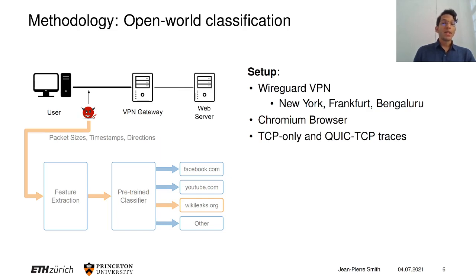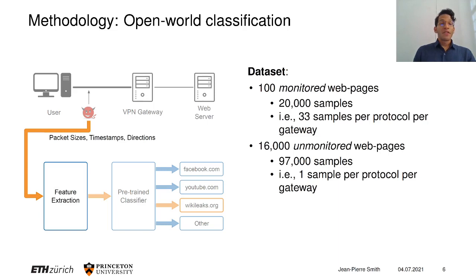The user was emulated using the orchestration of the Chromium browser, and the adversary would observe either the user loading a web page using TCP only, or the user loading the web page using QUIC and potentially with dependent resources using TCP. Then the adversary constructed, using this setup, a dataset of 100 monitored web pages. These are the web pages he's interested in identifying visits of, and 16,000 unmonitored web pages, and these he uses to train the classifier to ignore samples.